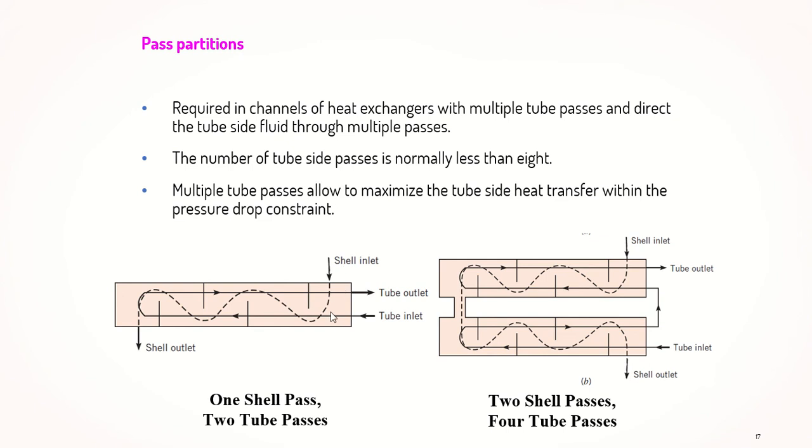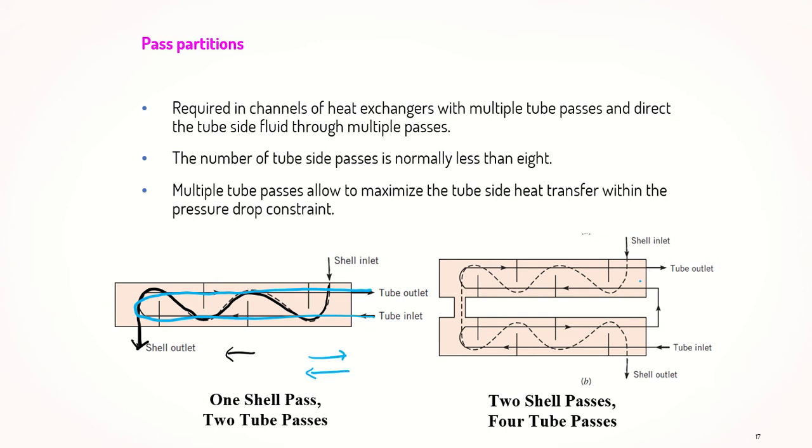So for example here, we actually have only one shell pass. Shell pass means that we only have one direction of the shell flow. So this is the shell pass, a single pass, because we only have one direction. But for the tube pass, we actually have two directions. So this is the first direction, and the second would be this direction. So we have two passes for the tube side.